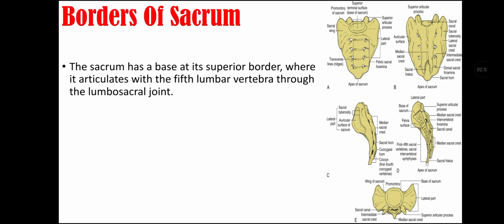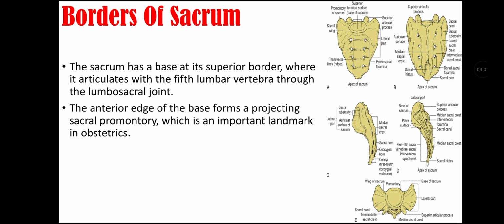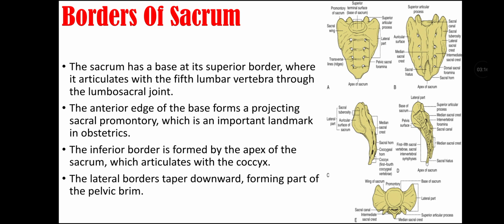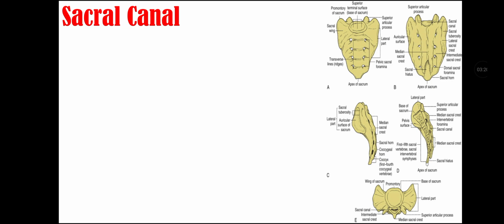Borders of sacrum. The sacrum has a base at its superior border, where it articulates with the fifth lumbar vertebra through the lumbosacral joint. The anterior edge of the base forms a projecting sacral promontory, which is an important landmark in obstetrics. The inferior border of sacrum is formed by the apex of sacrum, which articulates with the coccyx. The lateral borders taper downward, thus forming part of the pelvic brim.